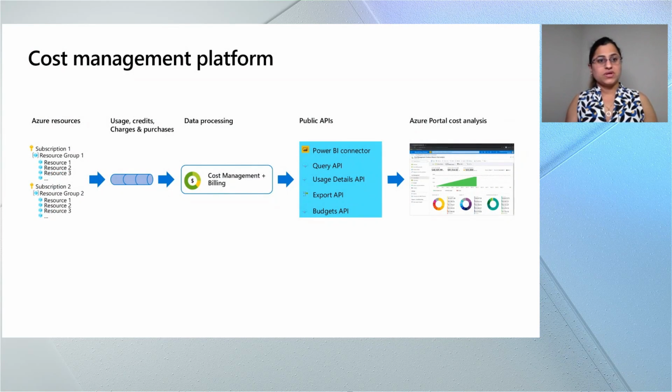Today, Hari and I are going to talk about some key interesting Azure Cost Management APIs. Let me walk you through the cost management platform. Some of you might already be familiar with Azure resources like subscriptions, resource groups, resources. All this data, along with usages, credits, charges, and purchases, is accumulated from different pipes, merged, and then transformed into customer consumable format. This data is then served via public APIs and also to the portal.